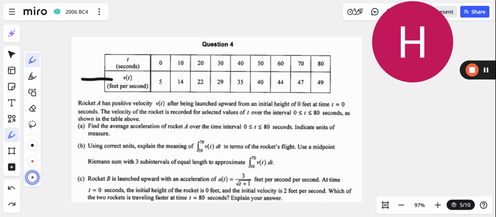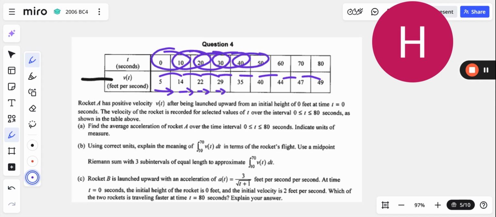And something else that I notice, a small detail, is that it's going up by an amount that gets smaller and smaller each time. So first it's going up by 9, then 8, then 7, then 6, then 5, then 4, then 3, then 2. And these intervals are the same. So over the same amount of time, the velocity is increasing by less. That's just something to notice.